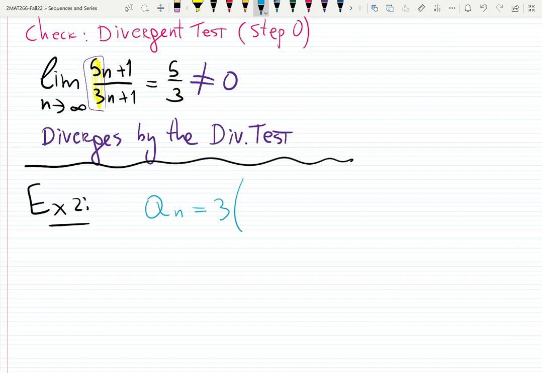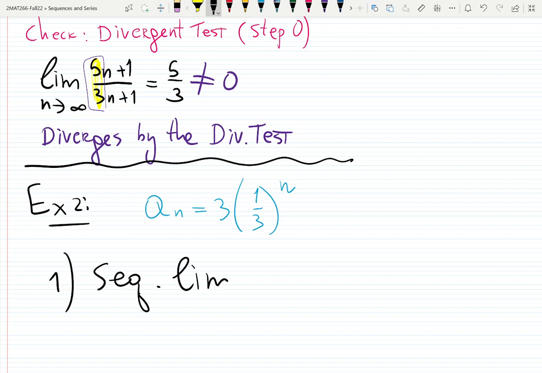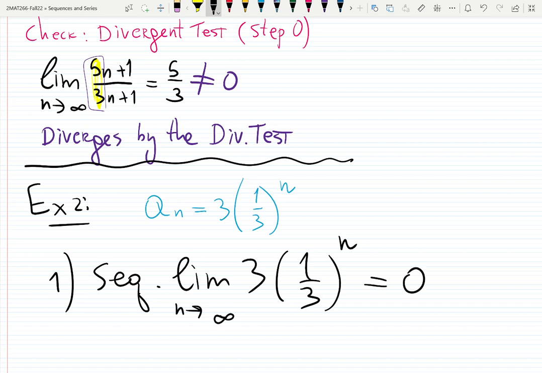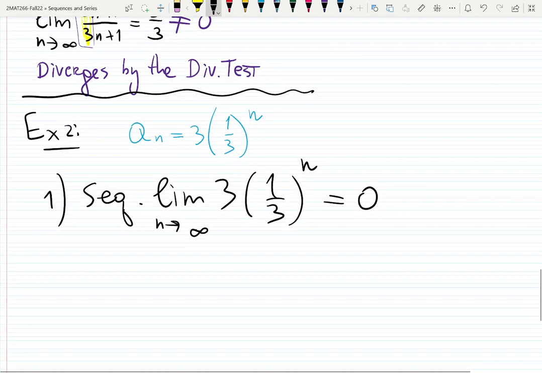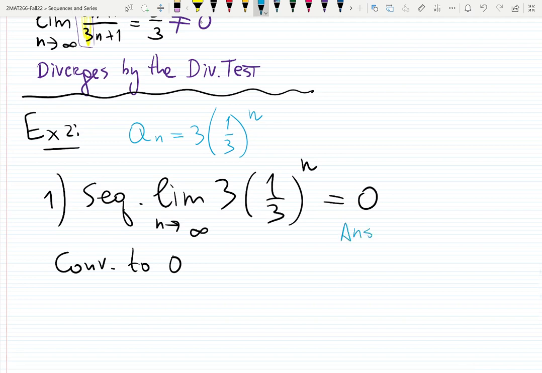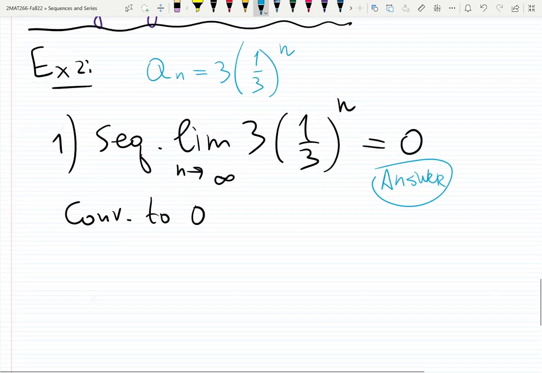3 times 1/3 to the n. How about that? First, the sequence. What is the limit of this magical number at infinity? What do fractions do when you multiply fraction by fraction by fraction by fraction? Shrinks to 0, exactly. So the sequence converges to 0. Converges. This is your answer. Sequences are dum-dums. They don't do anything more than that, so you're not overthinking this.